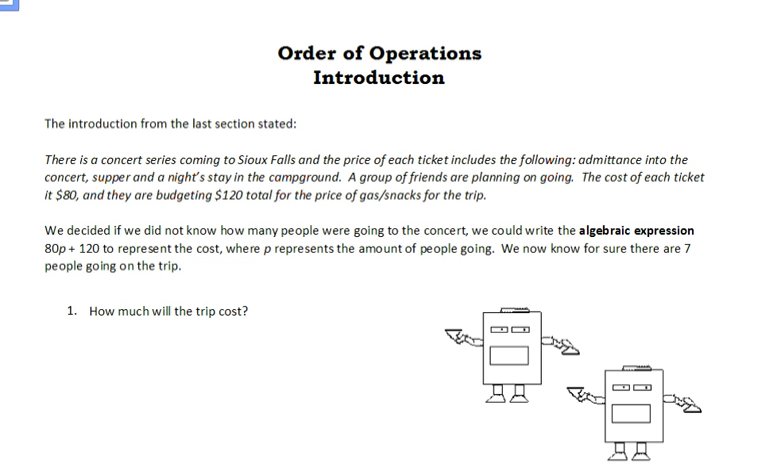So we decided that if we did not know how many people were going to the concert, we could write the algebraic expression 80p plus 120 to represent the cost, where p represents the amount of people going. We now know for sure that there are 7 people going on the trip. So question number 1, how much will the trip cost?